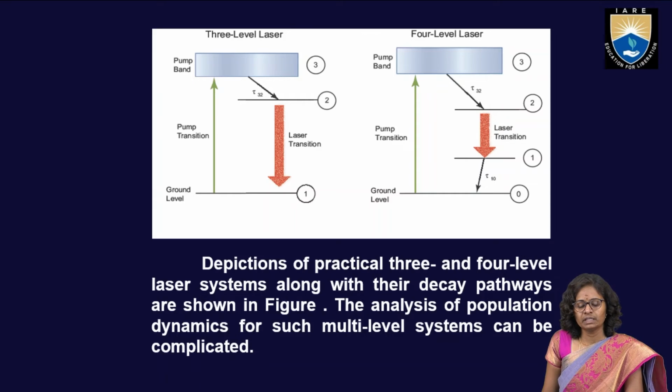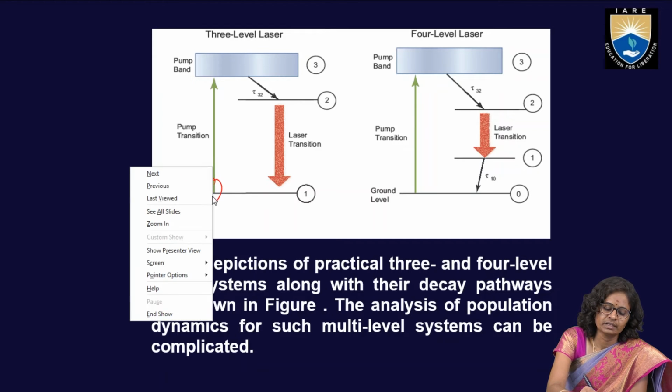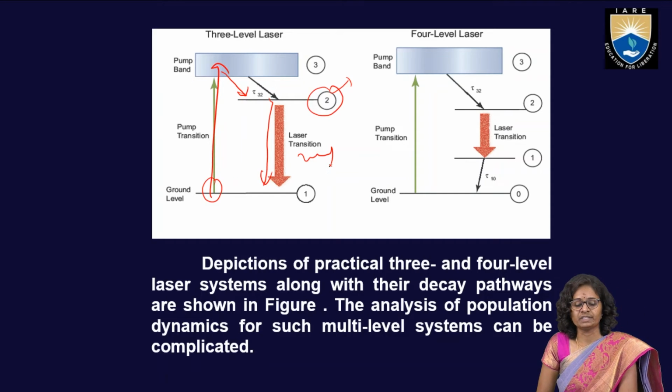Depictions of practical 3 level and 4 level laser systems along with their decay pathways are shown in the figure. Here you can see when radiation interacts with the matter in the ground state, these atoms make a transition to the higher energy level and non-radiatively decay to the lower level L2, which we call the metastable state. Then it makes the transition to the ground state to emit the photon of the laser beam.